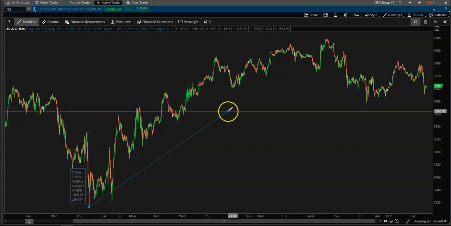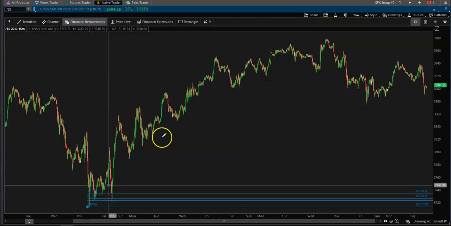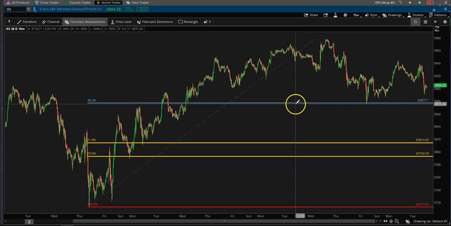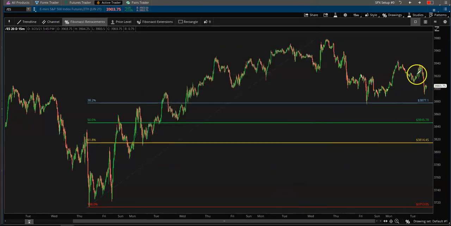So we're going to go from this low, okay, from this low all the way up to this high right here, okay? And try and get it perfect when you're doing this so you have exact numbers, okay? And on the basic Fibonacci, the ones I like to use are these three right here, the 0.38, the 50, the 0.618, and the 100. Okay, and this is what it looks like.